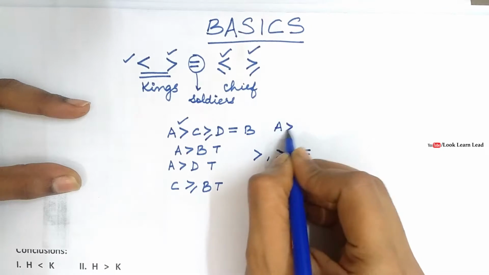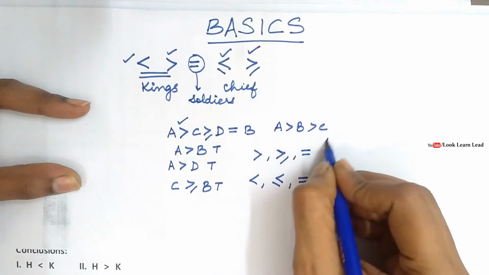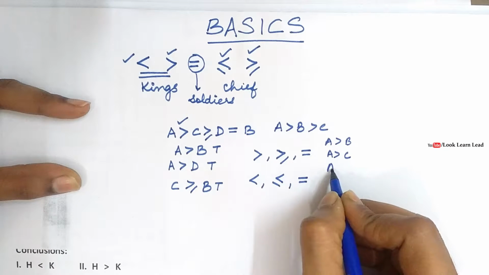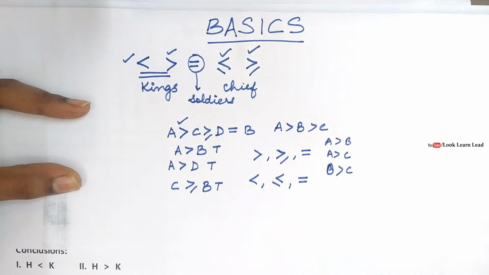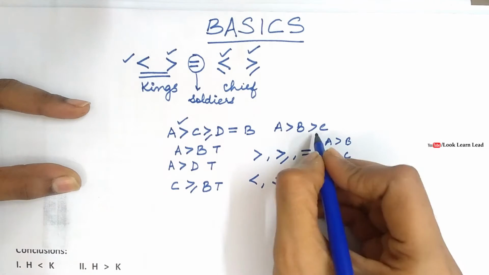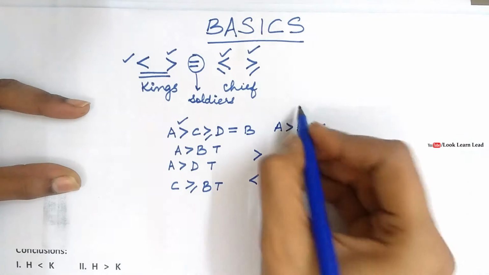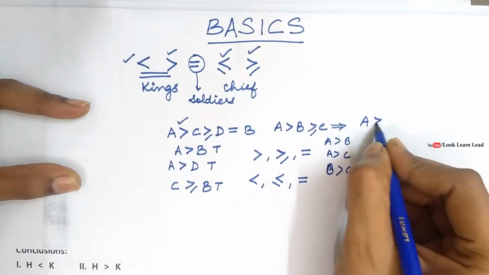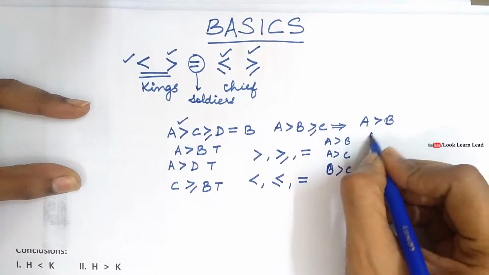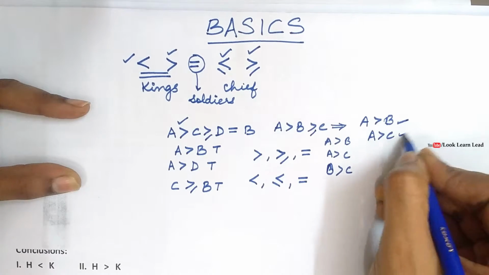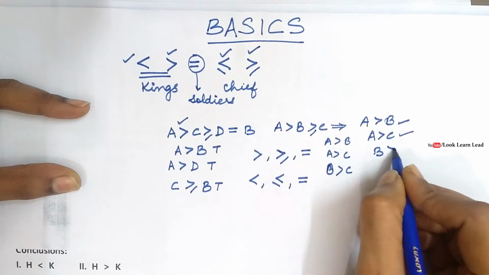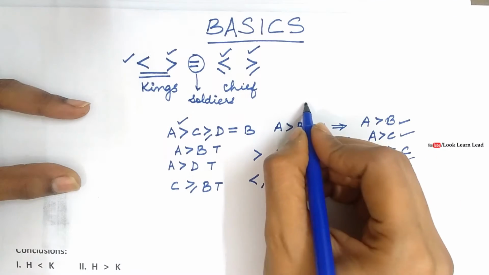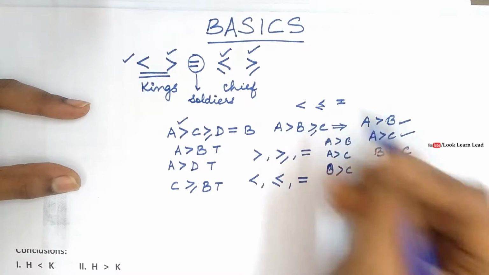Whenever these are there it is very easy. Suppose we have A is greater than B is greater than C, so A is greater than B, A is greater than C, B is greater than C, you can say, okay. What if they are mixed? Suppose we have an equal to sign here, then for this case A is greater than B, okay, A is greater than C, this is true, but B is greater than equal to C is also true, okay. Similarly for these signs it would be applicable.